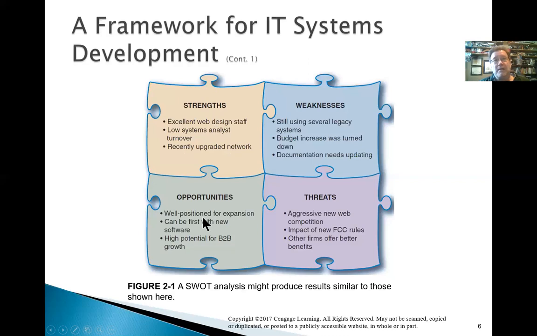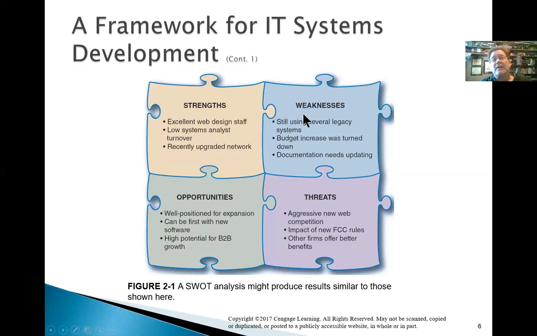Our opportunities are that maybe our company is well positioned to expand. We could be the first within our business ecosystem to have the software, and it has high potential for business to business. This already implies external, right? One business is externally talking to another business. So strengths are internal, opportunities are external.